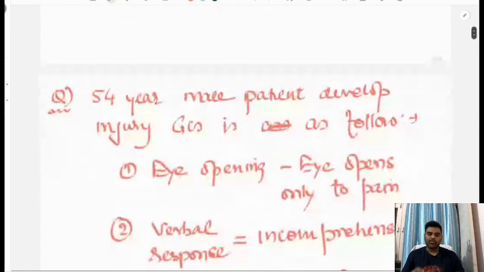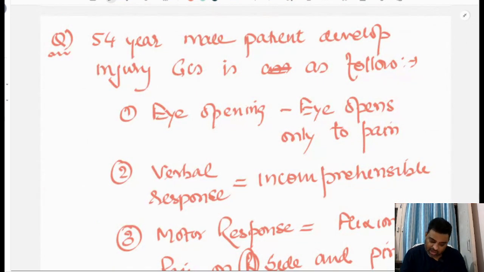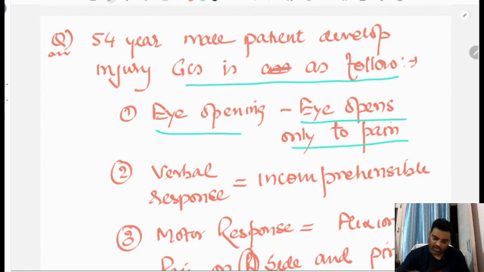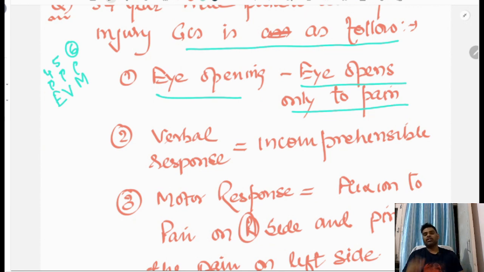Now, in trauma, this question can be: a 54-year-old male patient developed injury and his GCS is as follows. Eye opens only to the pain. So we know in GCS we have E, V and M. E maximum is 4, verbal response maximum is 5 and motor response is 6. The lower the value, the more pathological state of the patient. That is, there is high chance of risk of death in patient. So GCS is directly related to the prognosis. The minimum value of GCS is 3, maximum is 15.